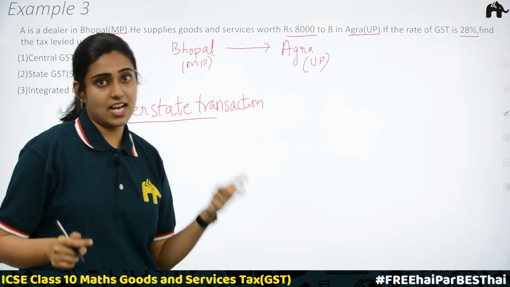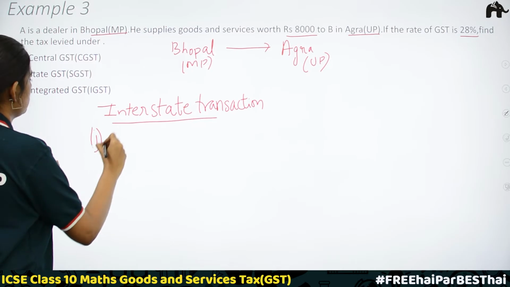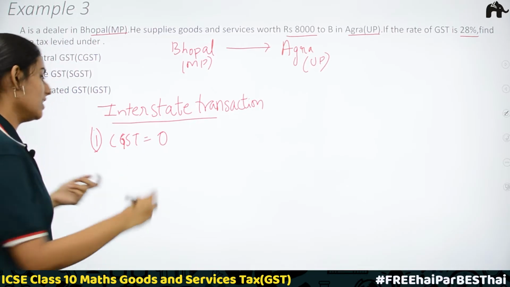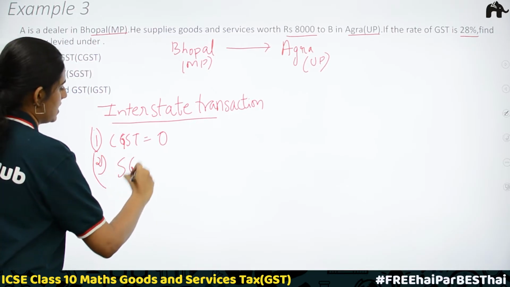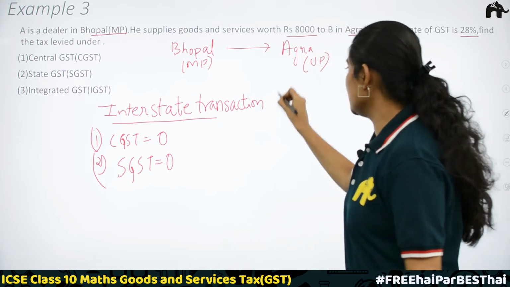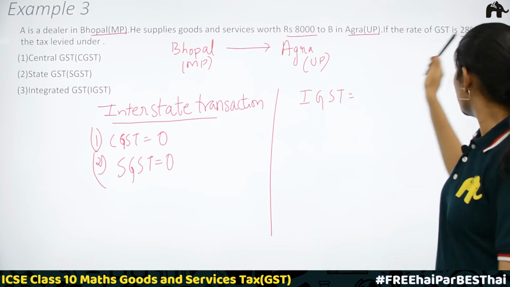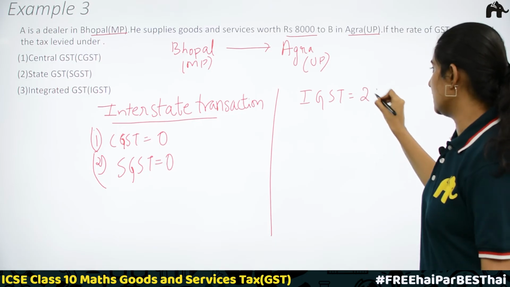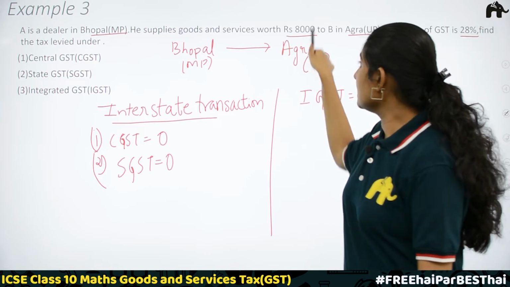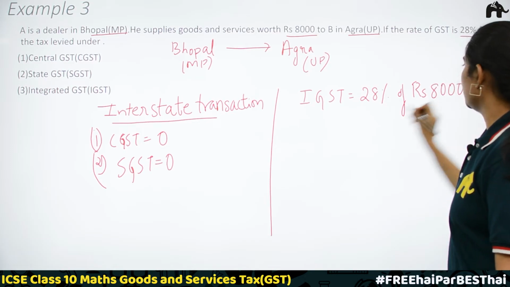In case of interstate transaction, do we have CGST and SGST? No, right? So we can write for the first question, CGST is equal to 0. What about SGST? SGST is also equal to 0. We only need to calculate IGST, that is integrated GST. IGST is equal to the rate of GST, that is 28%. 28% of, what is the value? That is MRP, that is rupees 8,000 here.